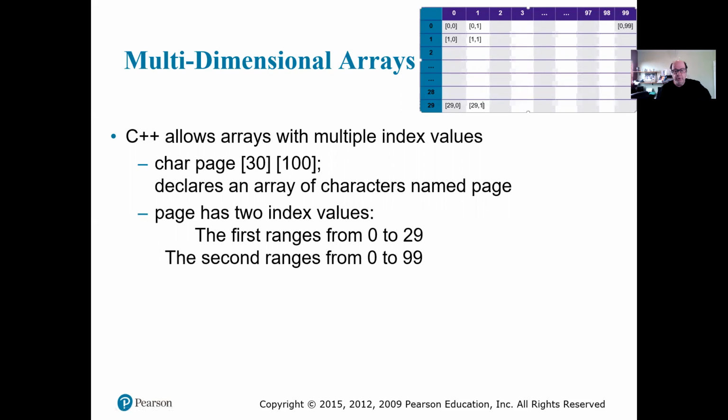But we have to be careful, just like regular arrays that we were using, index starts from 0, 1 less than what we are putting right here. So if the first one is 30, I'm going to have 0 to 29. If the second one is 100, I'm going to have 0 to 99. So the first one is my rows. The second one is my columns.